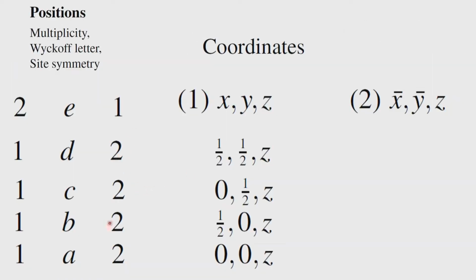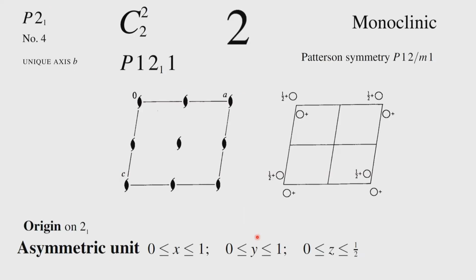So, there are 4 special positions and 1 general position in the space group P2, and this is not required now. We will discuss it later on. Now, we go to the space group P21. P21 is where we have now introduced a screw axis.